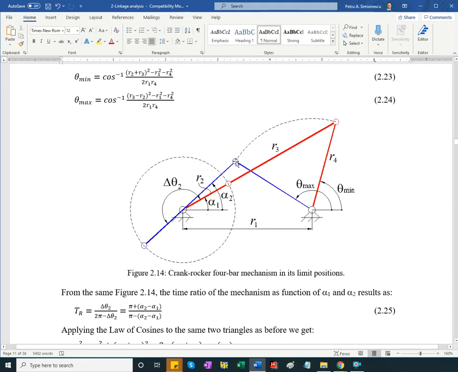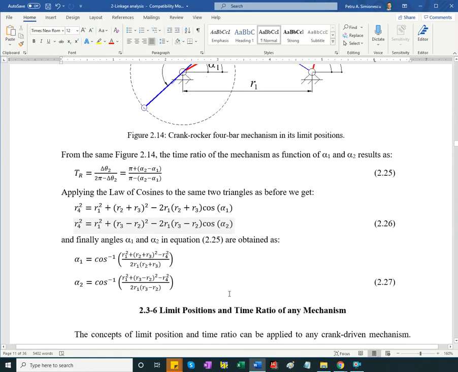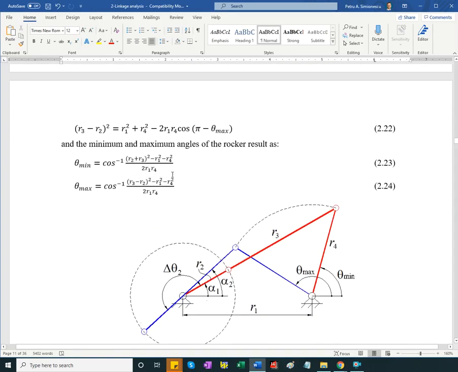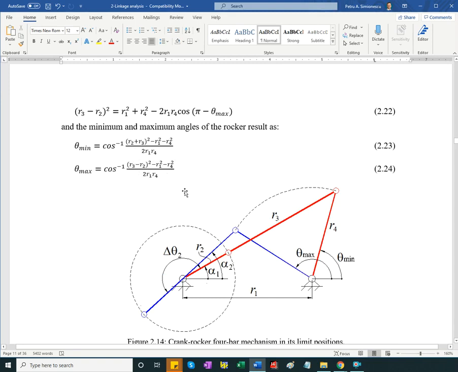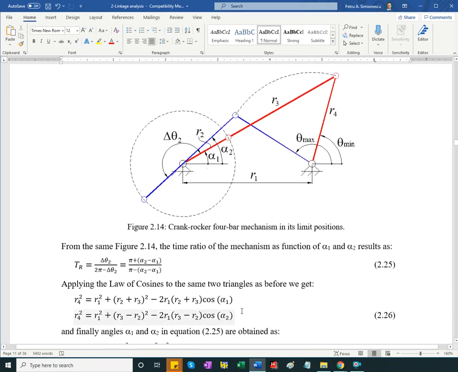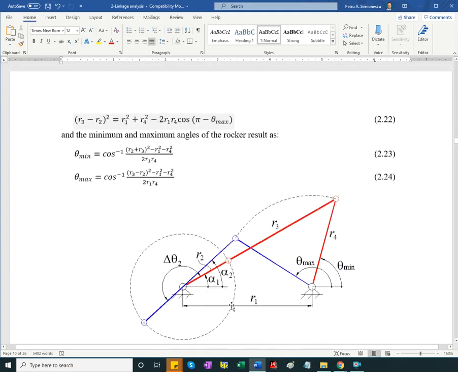For the theta max angle, I'm applying the law of cosines in this triangle where I have R3, and this piece is R3 minus R2. I square it and say that it's equal to R1² + R4² − 2·R1·R4·cos(π − θ_max), as stated earlier. And then the difference between the two gives us the angular stroke of the output link.